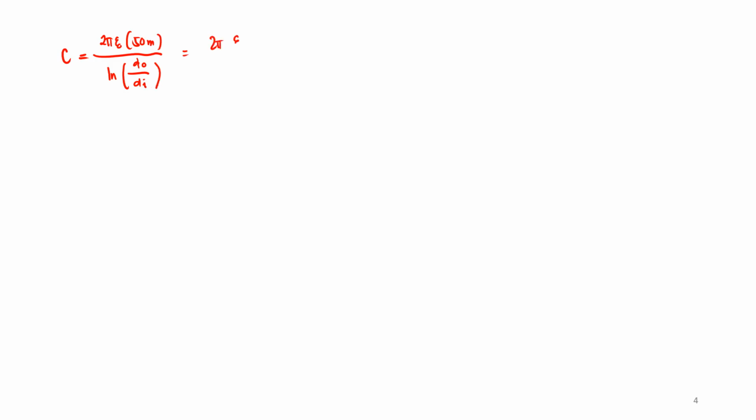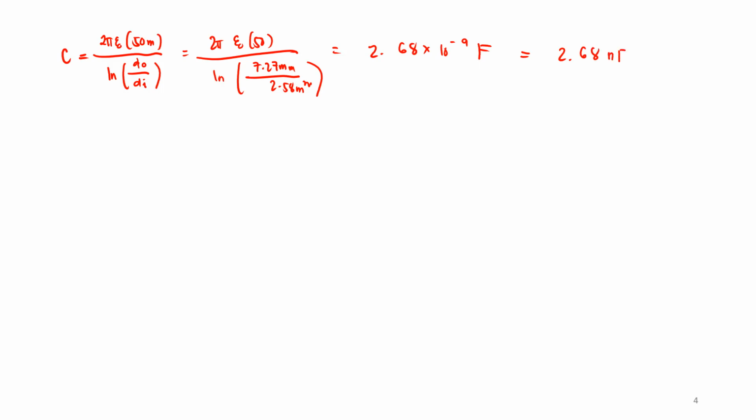So 2 pi epsilon naught multiplied by 50 divided by ln of 7.27 millimeters divided by 2.58 millimeters. Okay, so this is equal to 2.68 times 10 to the negative 9 farad, or this is equivalent to 2.68 nanofarad. Alright, so this is the capacitance.